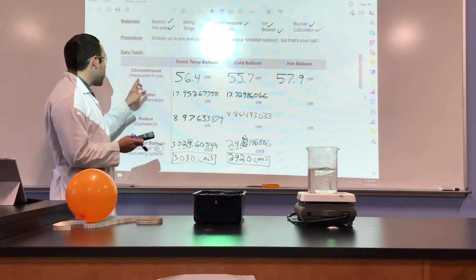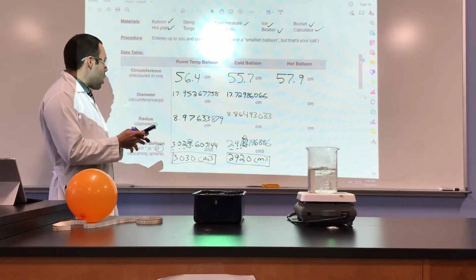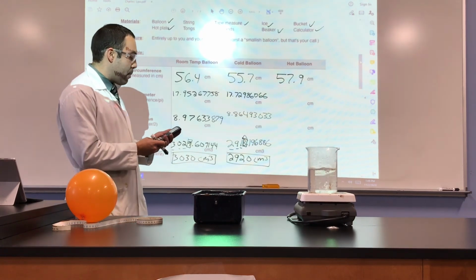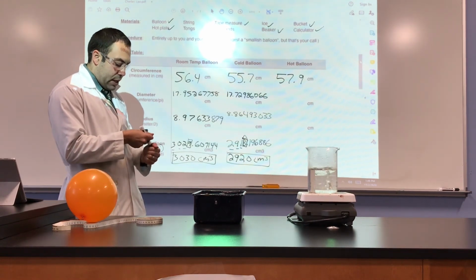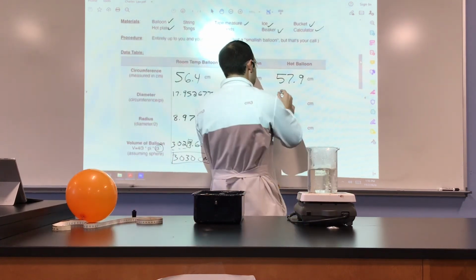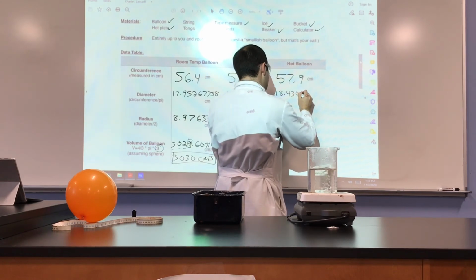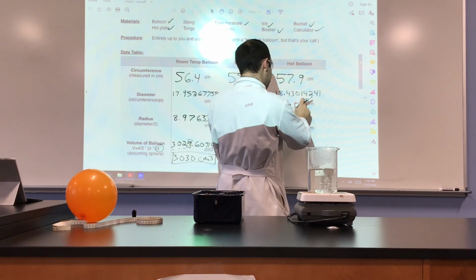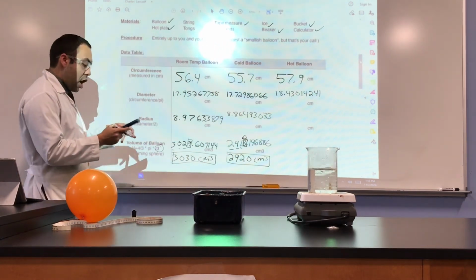So we start off with our circumference of 57.9. We are going to divide that by pi, 3.14. Once again, if you have the pi button, please use that. So we get 18.43014241. Let's write that in. 18.43014241. And that is centimeters.